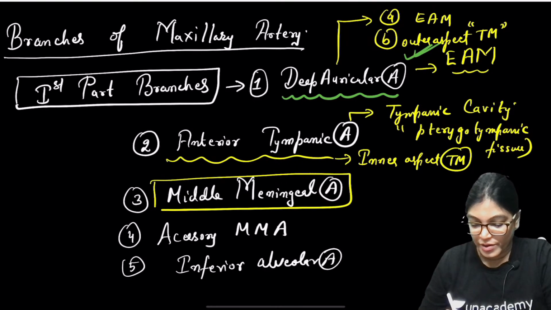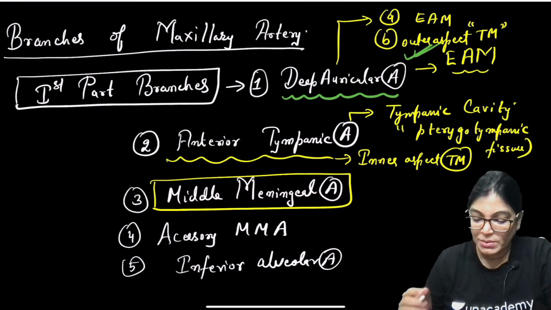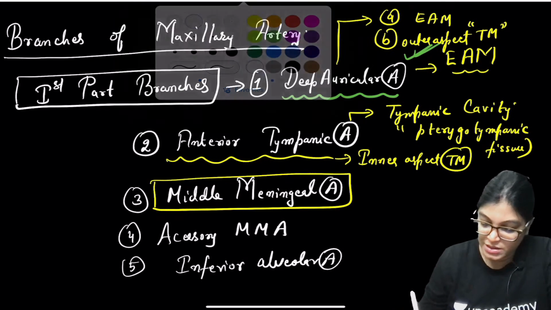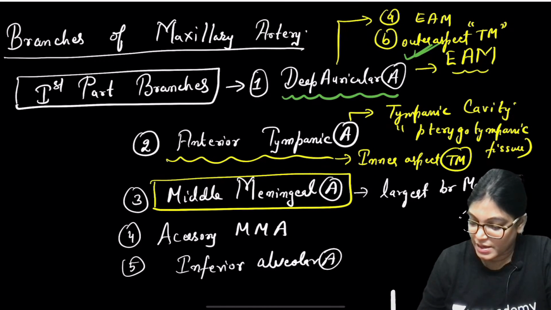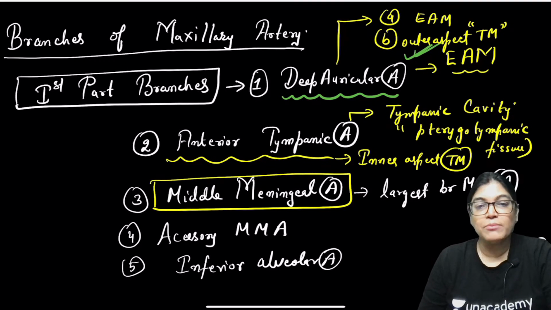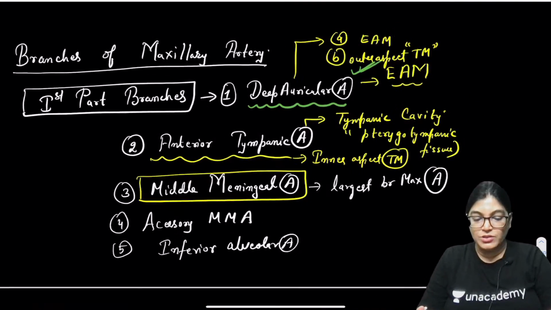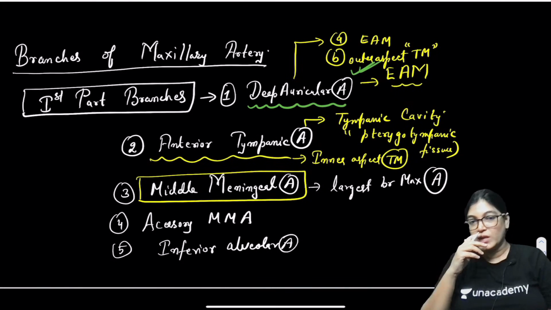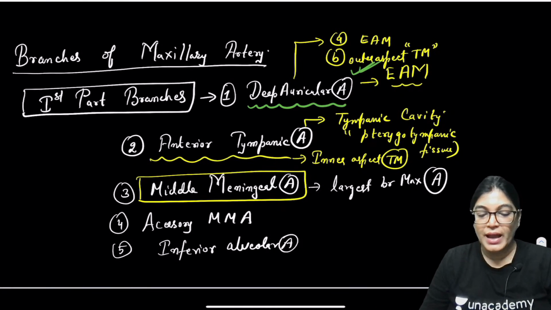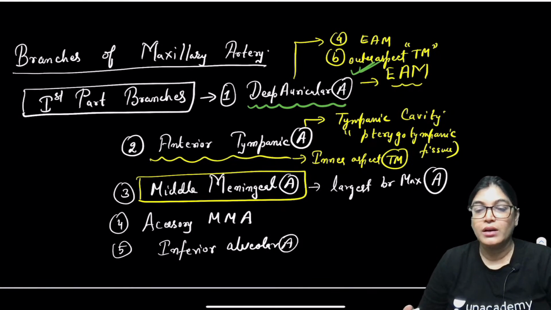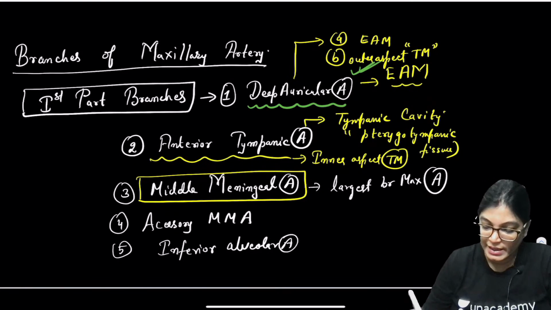Middle meningeal artery, a very important artery clinically also. Middle meningeal artery is the largest branch of maxillary artery. And my dear aspirants, I have included so many times MCQs regarding this middle meningeal artery. It traverses through the foramen spinosum.